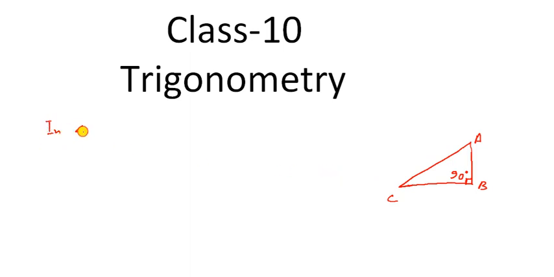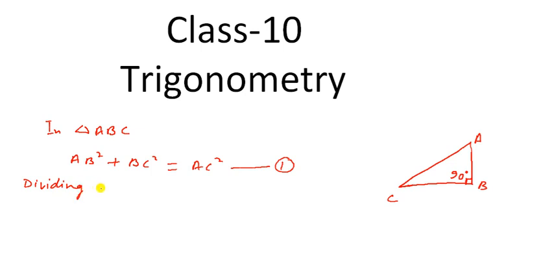As you know, by Pythagoras theorem, it is AB squared plus BC squared equal to AC squared. It is your equation first. Now dividing by AC squared to equation first. Now come to how we can divide. It is AB squared plus BC squared divided by AC squared.